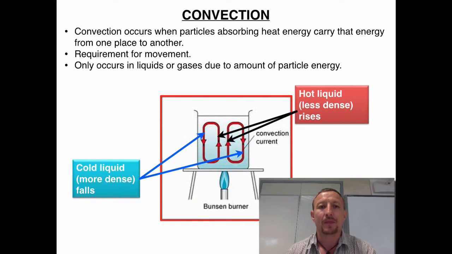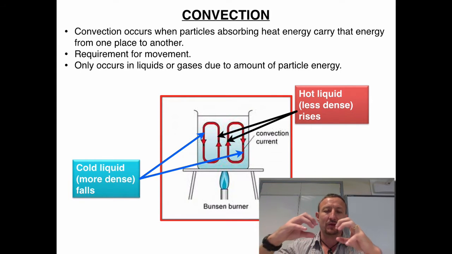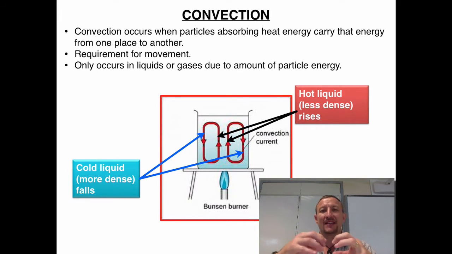Now, basically what happens with respect to convection, convection works on the ability for heat energy to move from one place to the next due to the concept of density. Now, when you heat something up, the space between the particles actually gets further apart. Now, if you increase the space between those particles, that material becomes less dense because there's less particles per certain amount of space.